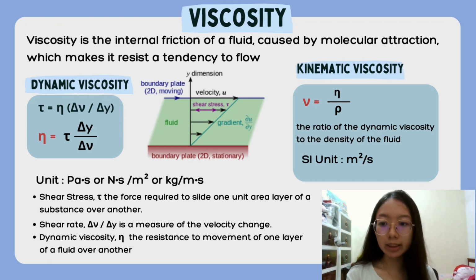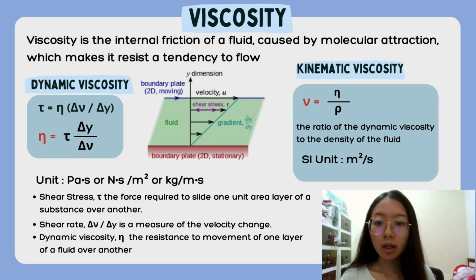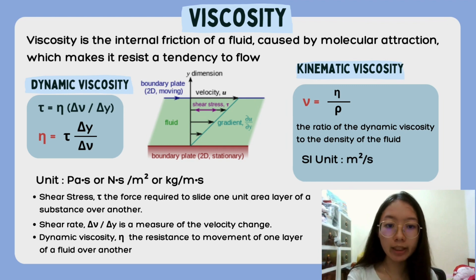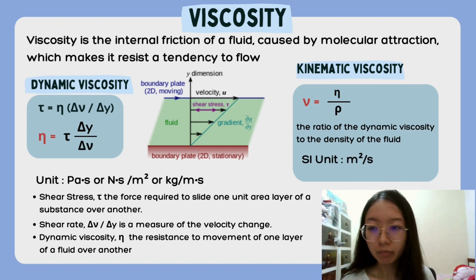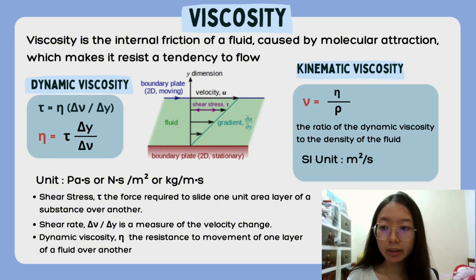And the shear stress tau is directly proportional to the shear rate. Therefore, we develop our first formula, tau equals eta times the shear rate, where eta is the constant called the dynamic viscosity of the fluid. And then we rearrange the first formula to make eta the subject, and the higher the eta, the higher the viscosity of the substance. And the SI unit of the dynamic viscosity can be Pascal times second, or Newton times second per meter squared, or kg per meter times second.